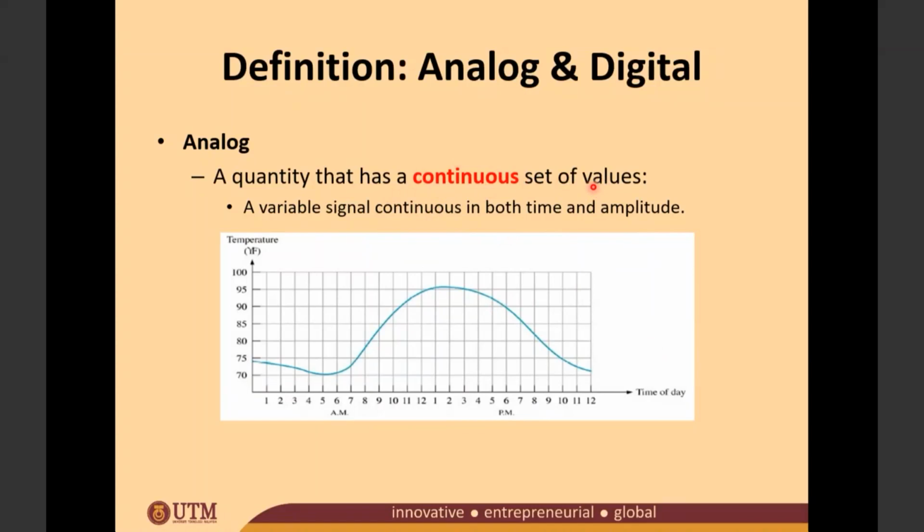An example of an analog system is temperature, which changes over a continuous range of values. You can see this by looking at the graph here. Other examples are current, pressure, distance, and sound. So that is an analog signal.